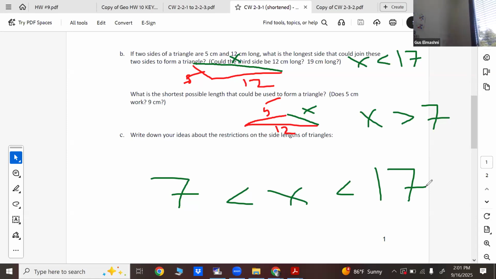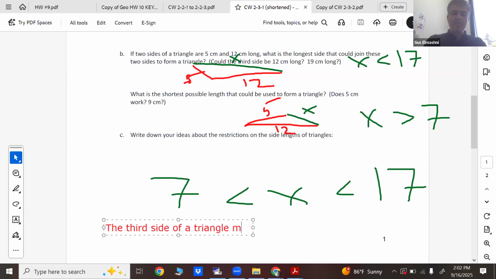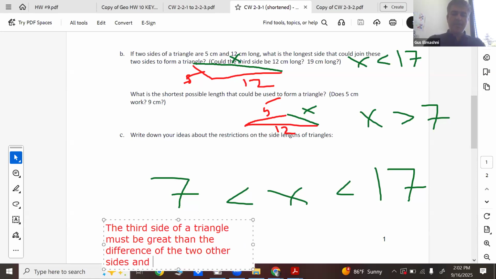7.01. So essentially, right there, your ideas about the restrictions. So the missing side, Connor, go ahead. Correct. That's right. So the third side of a triangle must be greater than the difference of the two other sides and less than the sum of the other two sides.